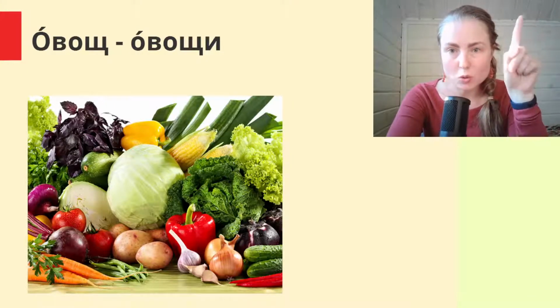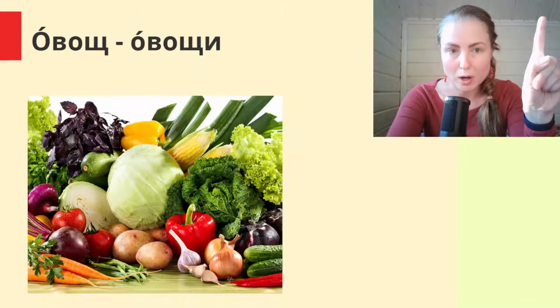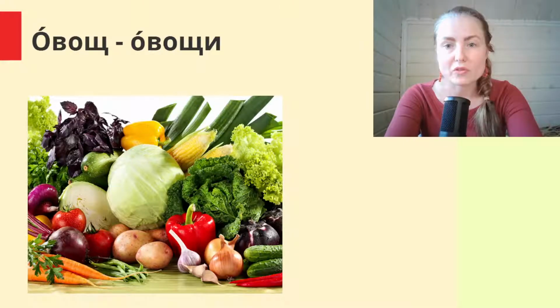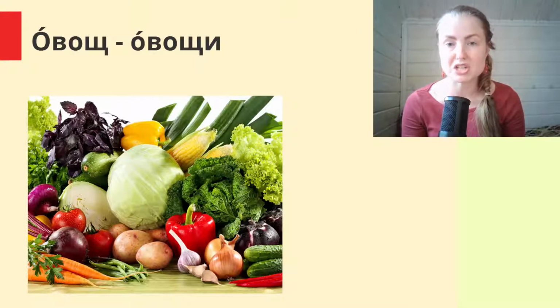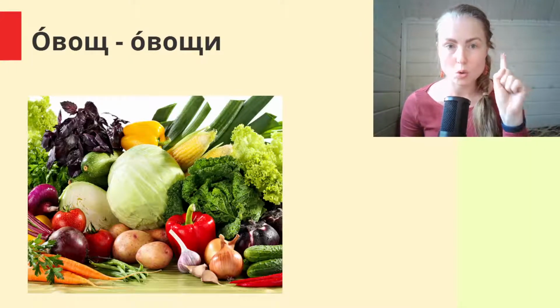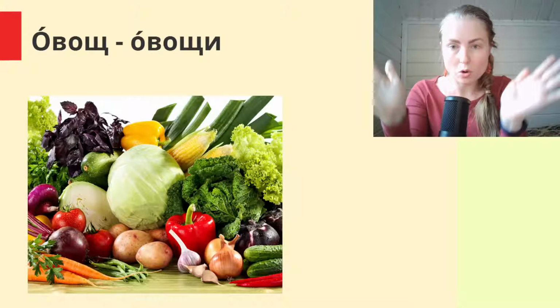Овощ. Один овощ, one vegetable. Овощи means many, много. Овощи, it's plural, vegetables. Один овощ, много овощи.